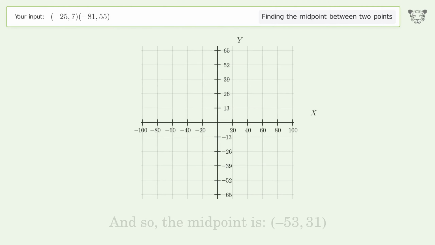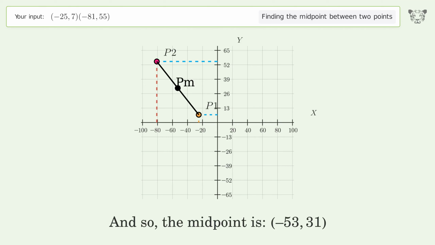And so, the midpoint is negative 53, 31.